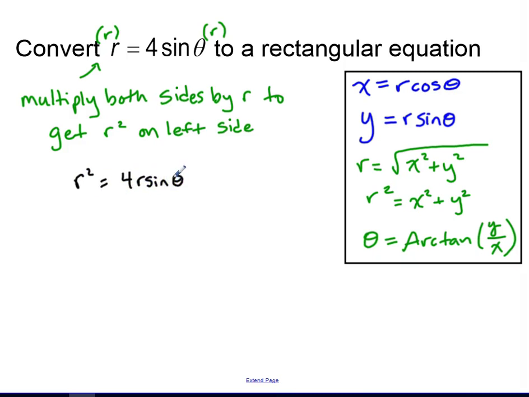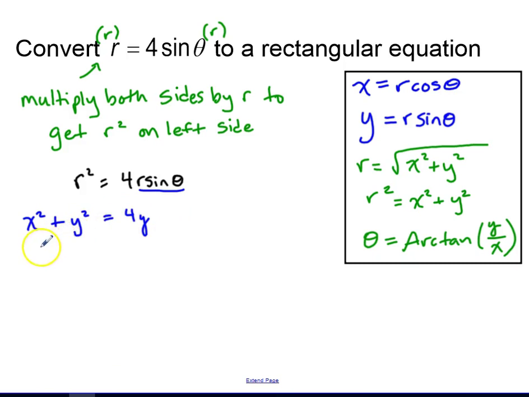All right, so that's pretty cool. Let's do something else with this. I can see a couple things that could maybe get me into the x and y world. I've got this r sine theta, which I know I can replace with y. So on the right side, I can simply say 4y. And again, r squared, I can say in terms of x squared and y squared. So on the left side, I can say x squared plus y squared. Now I'm in great shape here.